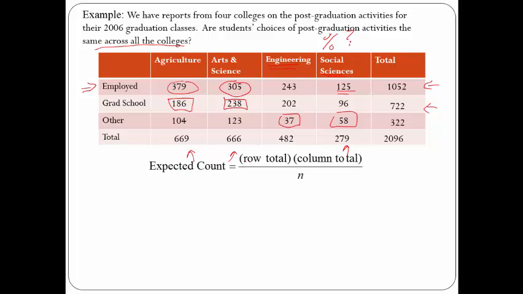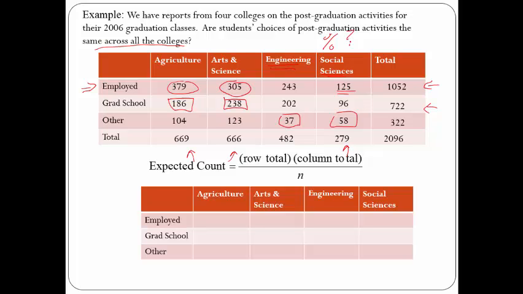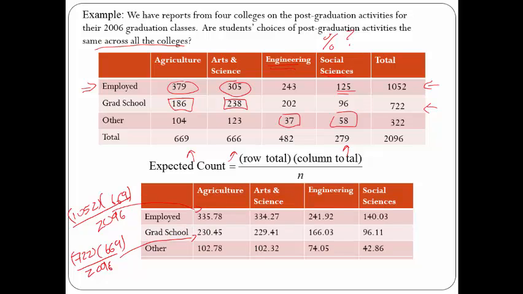So to find the expected counts, we take row total times column total over n. For employed in agriculture, you take the row total, 1,052, times the column total, 669, over the overall total, 2,096. For grad school in agriculture, you take the row total 722, times the column total 669, over 2,096. Now you'd end up with these numbers. In just a minute I'm going to show you a quicker way to get that, but that's where all these numbers are coming from. There's still a formula you follow to get those. Remember, expected counts can have decimals.